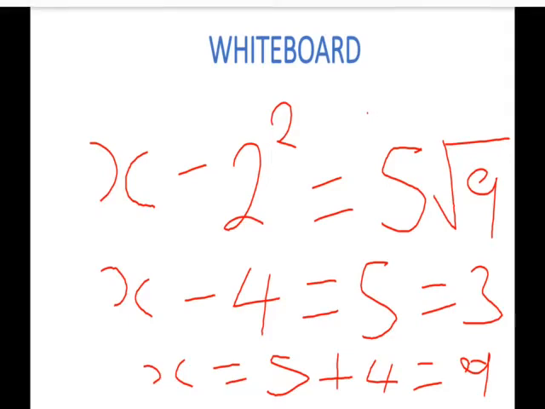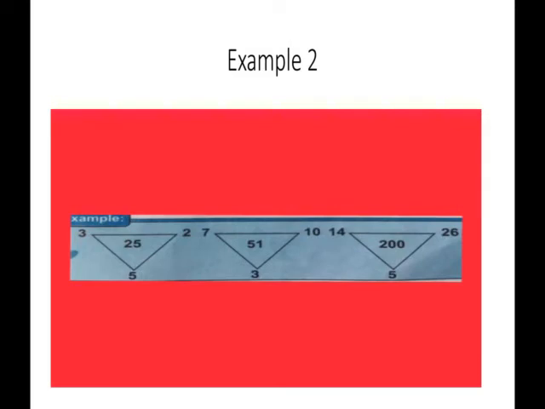Now, let's move to our next example. This is example 2. We have 3 triangles with 4 numbers in each. In the first triangle, we have 3, 2, 5, and 25. The next one we have 7, 10, 3, and at the middle 51. And lastly we have 14, 26, 5, and 200 at the middle.